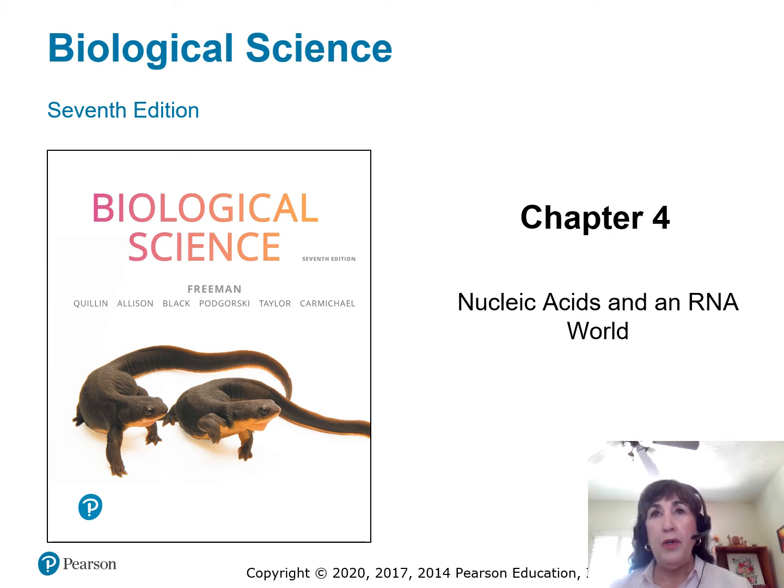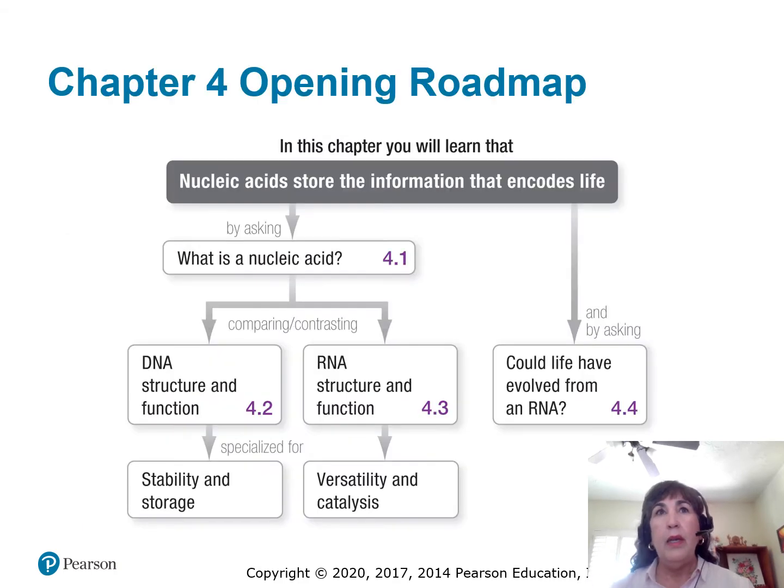Chapter 4, Nucleic Acids and an RNA World. Nucleic acids will be the second type of macromolecule that we discuss. Remember, in the previous chapter we talked about proteins, so the second important macromolecule are nucleic acids. Nucleic acids store the information that encode life.